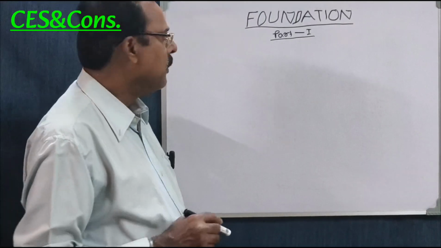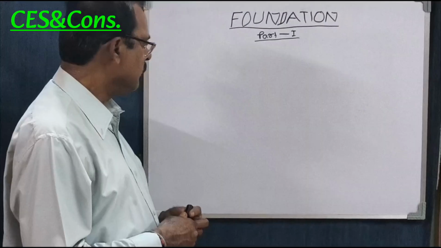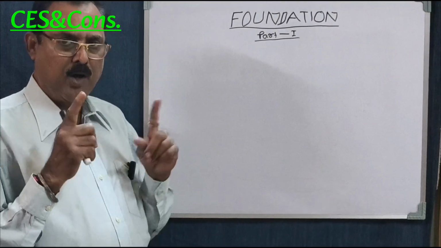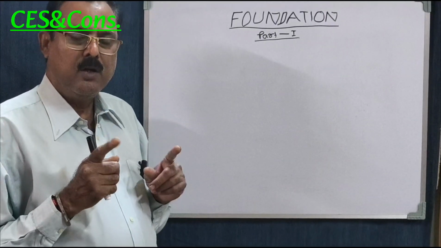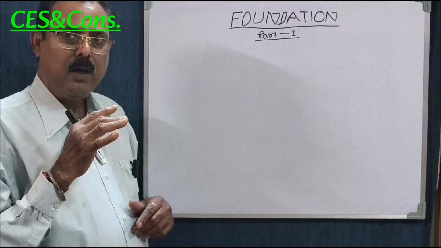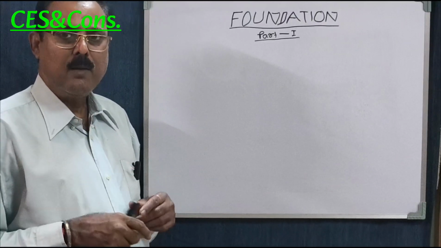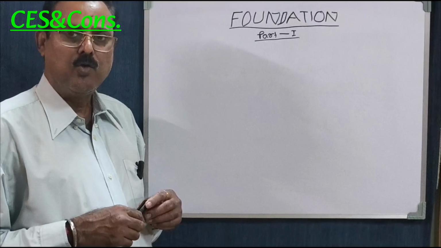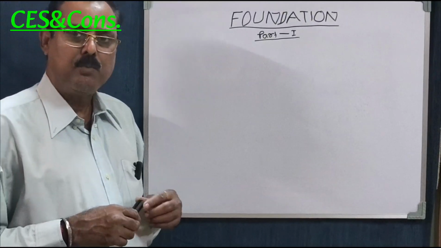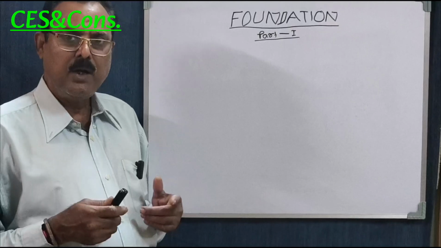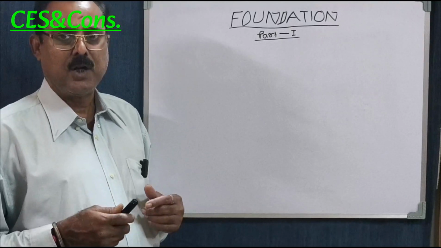So let's start. Foundation. Every structure has two parts. The first is above ground level and the other is below ground level. The portion above ground level is called the superstructure, and the portion below ground level is called the substructure or foundation of that structure.